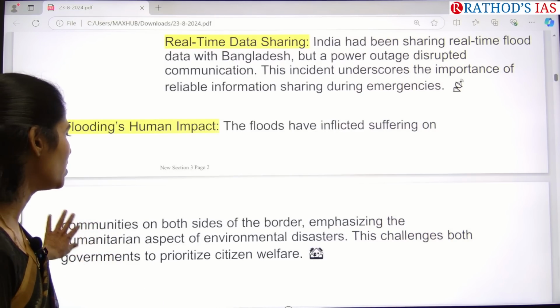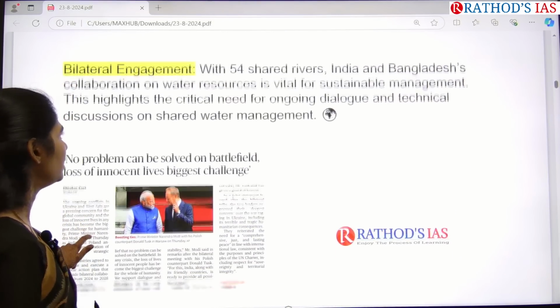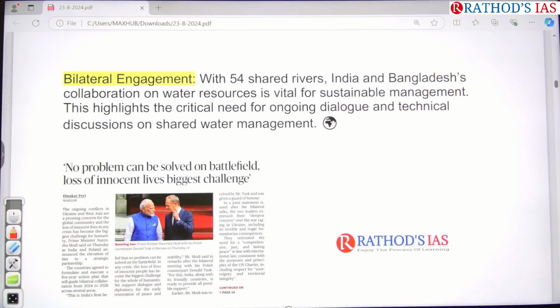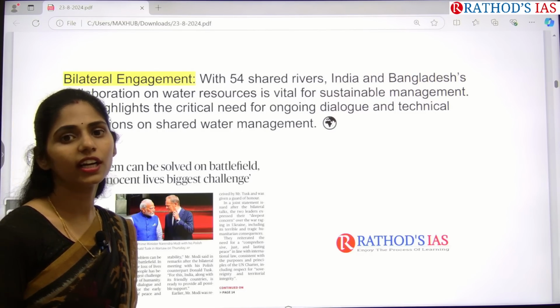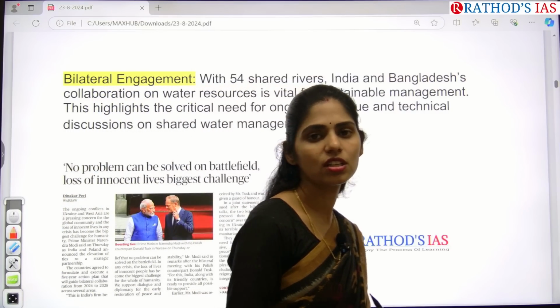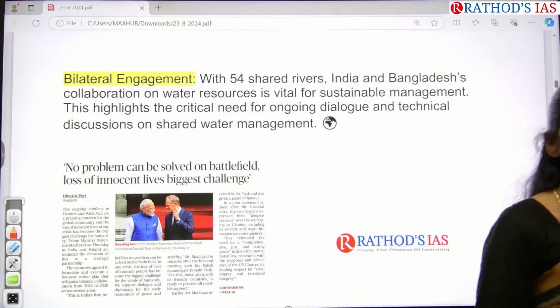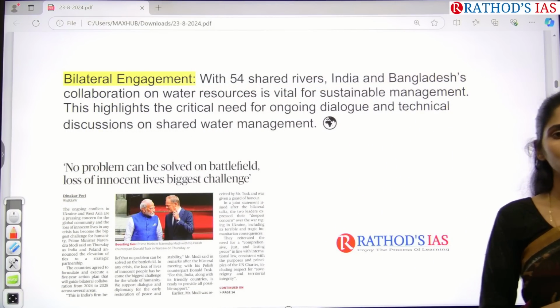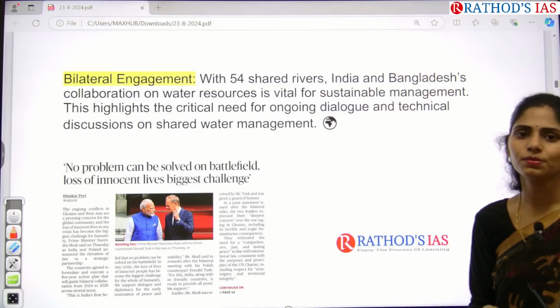So these are the points that you need to get from this article. And how many rivers are you sharing between India and Bangladesh? It is 54 rivers. Okay, so here we need proper sustainable management, and we have to go for proper dialogue as well as technical discussions regarding how we have to manage this shared water between India and Bangladesh. Clear? So in this way you have to get only the crux of that article.